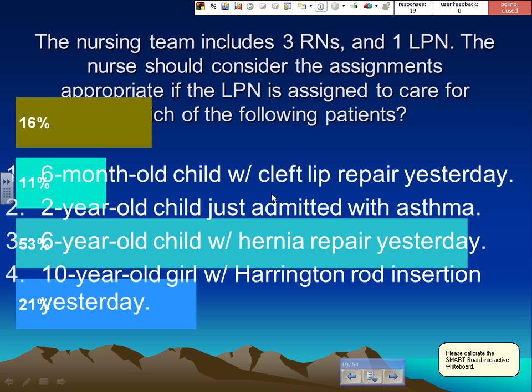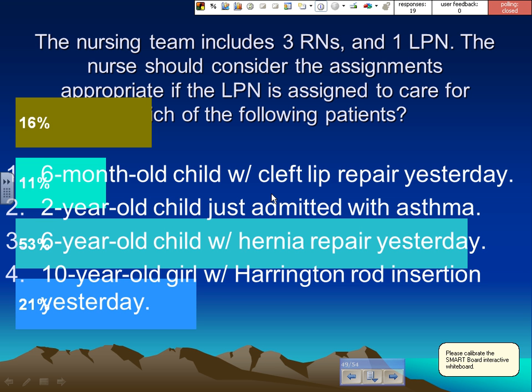So they both had surgery yesterday. Does anybody know what a Harrington rod is? It's for scoliosis. But even if you didn't know that it was for scoliosis, it sounds pretty nasty. Somebody got a rod put into them somewhere. So that's a much more complex surgery, you could assume, than somebody getting a hernia repair. Because most adults that have a hernia repair, it's one-day surgery and they're out the same day. They don't even stay overnight. Probably the only reason he stayed overnight is because he was 6 years old.